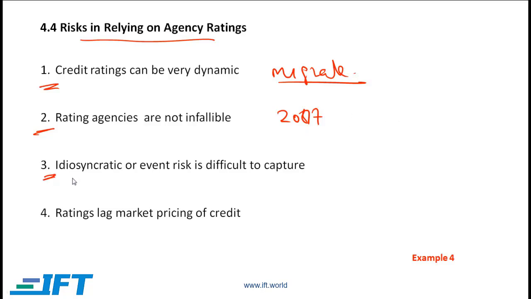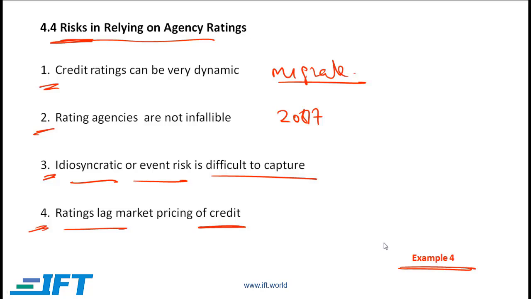Point 3 is that credit rating agencies generally do not do a good job of incorporating idiosyncratic or event risk, and that is primarily because of the difficulty of doing so. And finally, we should recognize that ratings will generally lag market prices of credit. So it takes some time to do the credit analysis. If there are potential issues that might cause credit ratings to go down, this will often be reflected first in the market prices and then in the credit rating. Now work on example 4, which captures the most important points from this section.